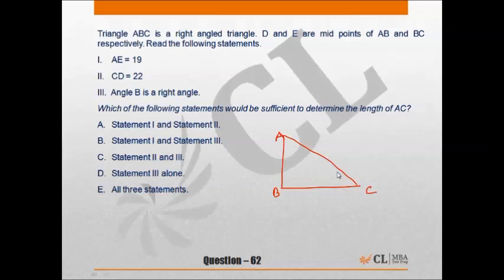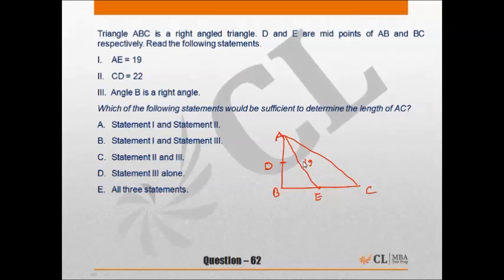Let's consider the first statement. It is D, it is E as per the given info. In the first statement it is given that AE is 19 centimeters, which means this is given as 19 centimeters. Again, if we have just the length of AE, it's not possible to compute the length of AC.